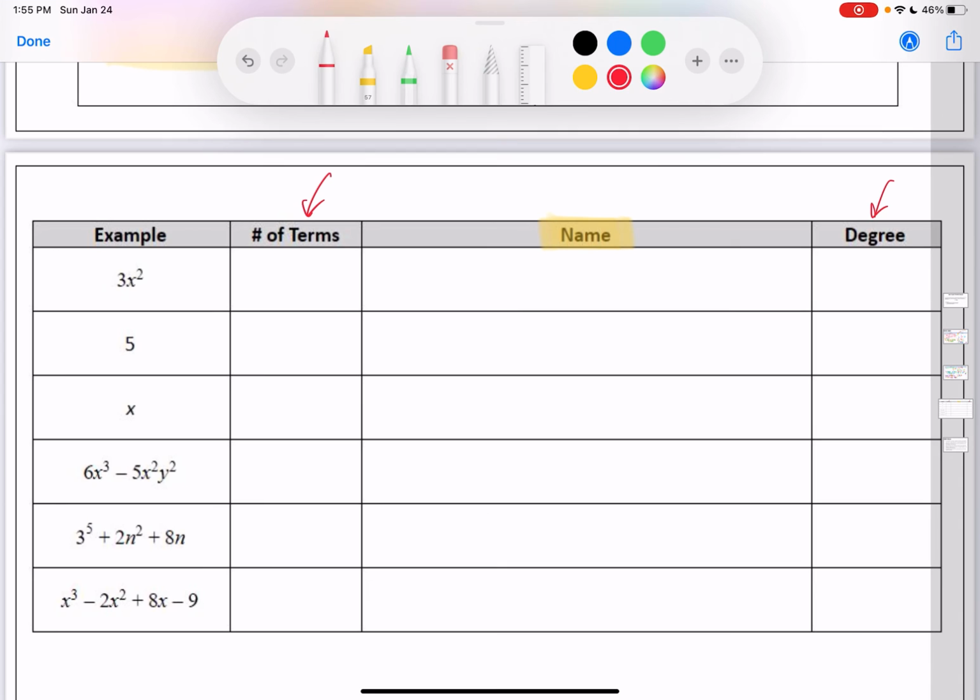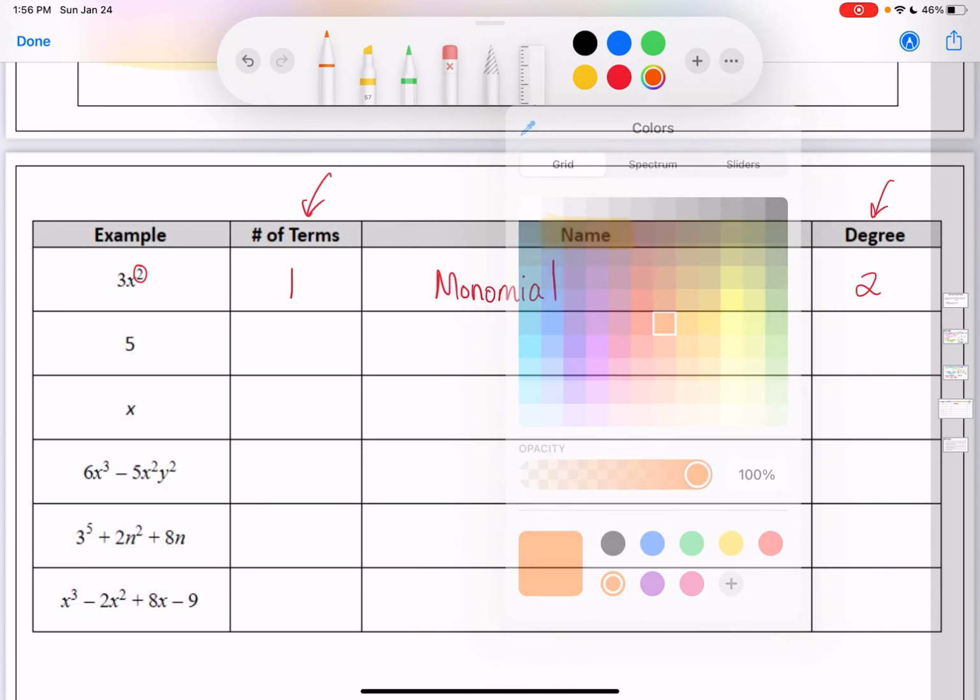So in that first one, 3x squared, there's no pluses or minuses. That's all one term, so that would be a monomial, right? And we actually know the name of that one because that's something we discussed. So this is a monomial. We said the degree of that monomial would be 2. Hopefully that one came easy to you.